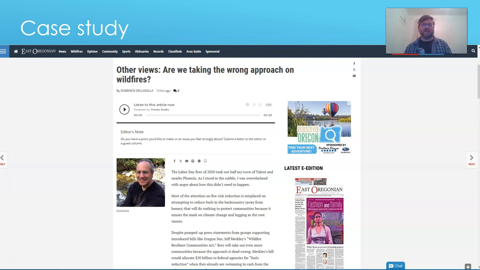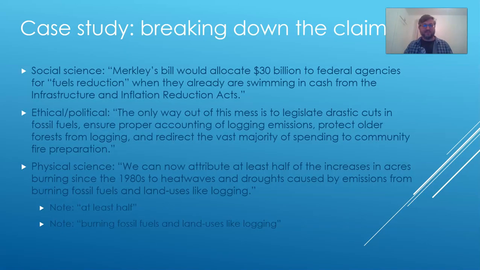And so the article we're going to look at here is from the East Oregonian, titled "Other Views. Are We Taking the Wrong Approach on Wildfires?" by Dominic De La Sala. And I'll share the link with this if you want to go and actually read the entire article for yourself. And you can double check me and decide if you think I did a good job of evaluating this article.